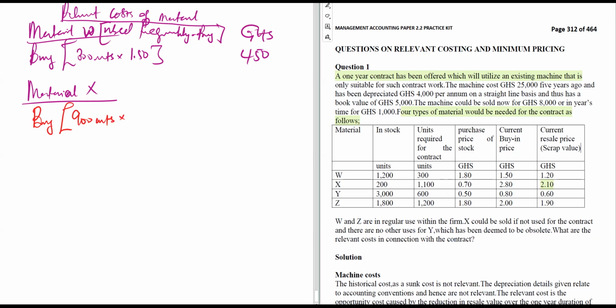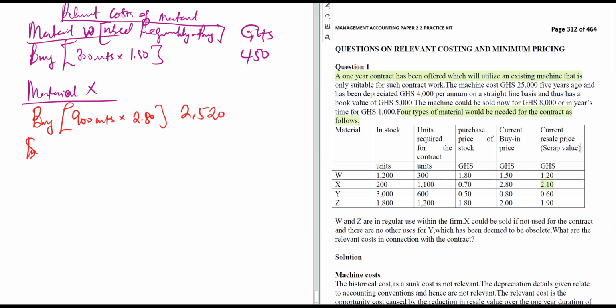And when we buy, what's the market price? Okay, so 2 cedis 80 pesos. That one we can buy, right? So 900 will be bought at 2 cedis 80 pesos, and that gives us 2,520.